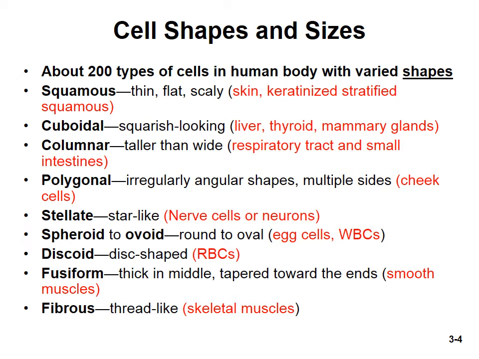Fusiform, we're going to talk about this particular shape when we get to chapter 10, when we talk about the 160 muscles. Those are typically thick in the middle, which is the muscle belly, and they're tapered on both ends with the tendons. So smooth muscles, skeletal muscles, you're going to find this shape in those particular muscles. Fiber simply means they're thread-like. You're going to find this one in skeletal muscles. They're made of fibers. And also the axon of a nerve cell or a neuron. Another word for an axon, of course, is a nerve fiber, but you're going to find fibers when we get to chapter 12. The axon has the shape of a fibrous, which is thread-like.